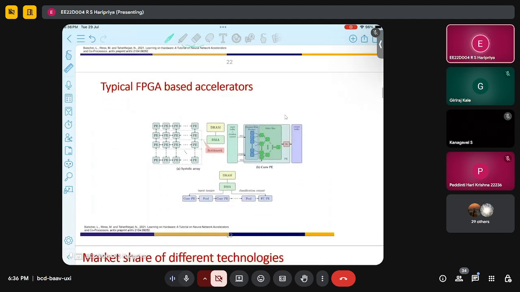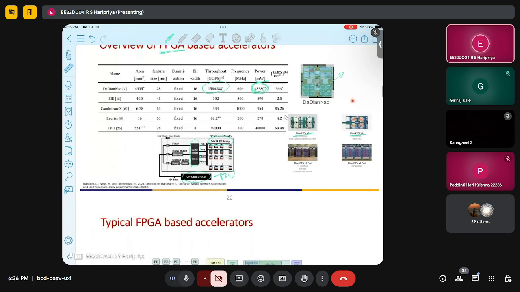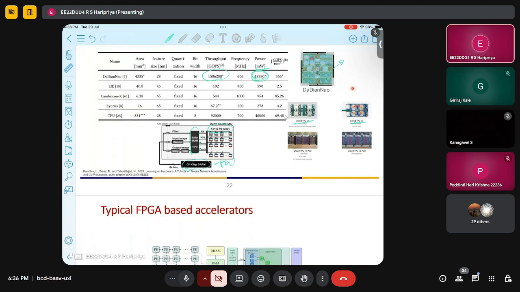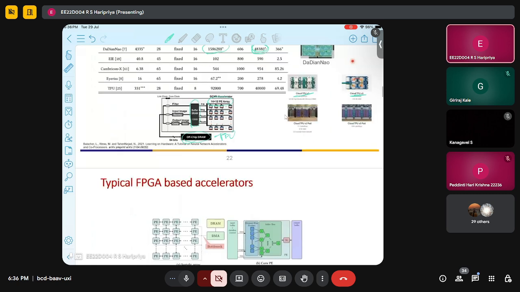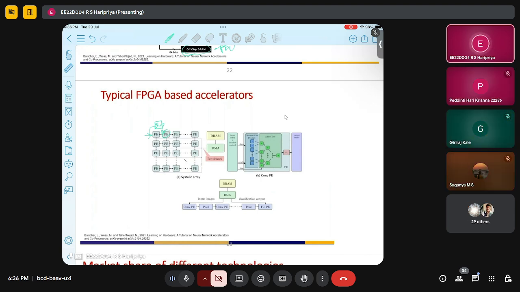So these are typical FPGA based accelerators. If you see the systolic array based architecture, it reuses the data. Once we fetch the weight values, they are reused across multiple columns of the systolic array, based on the data flow it is using. In this way it reduces the memory access. The data fetched here will be passed through a register to the next processing element, so the data is reused.